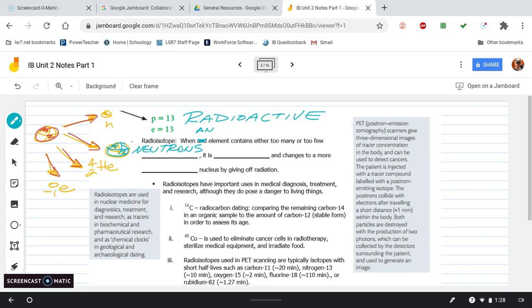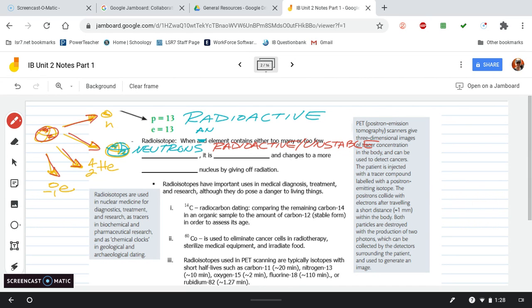Okay, so unstable and radioactive, these are the same thing. So when it has too many or too few neutrons, then it's going to be, and actually probably could put both words in there, it's going to be radioactive. And then let's go ahead and also put in there unstable. So fit those in that blank there.